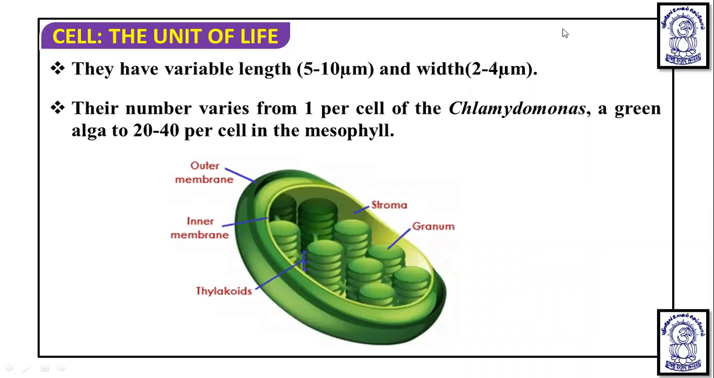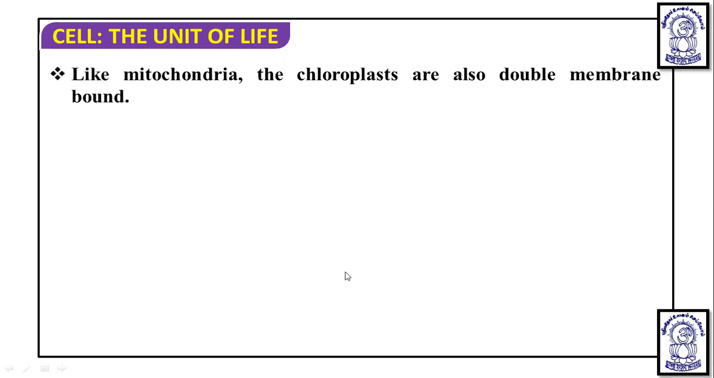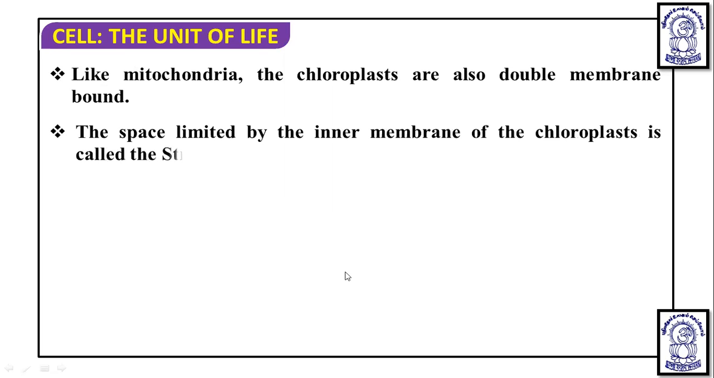So this is again the structural part, and in the structure you can see the outer membrane, inner membrane, the thylakoid. The thylakoid pile-up is a granum, and this is the stroma, and the stroma lamella is here, which is connecting them. So like mitochondria, the chloroplasts are also double membrane bound, just as we have discussed. The space limited by the inner membrane of the chloroplast is called a stroma. So the space which is present within the inner membrane is known as stroma.